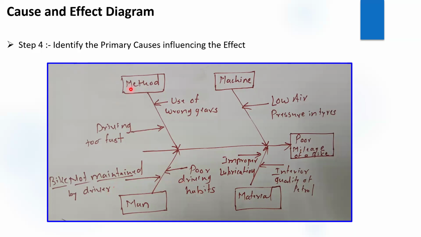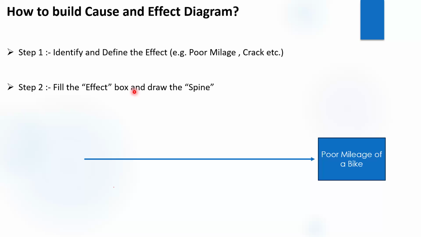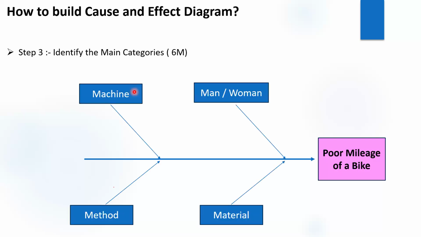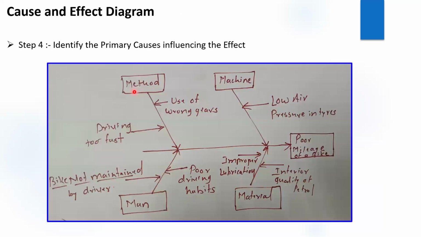So this is step number 4. Step number 1 was selecting a problem. I selected poor mileage of a bike. Step number 2 was to draw a box for poor mileage of a bike and draw the spine. I drew it. Step number 3, draw the skeleton. You can draw 6M, but here I drew the 4M just for your understanding. Then start brainstorming, and after brainstorming, write down the causes. These are called primary causes.